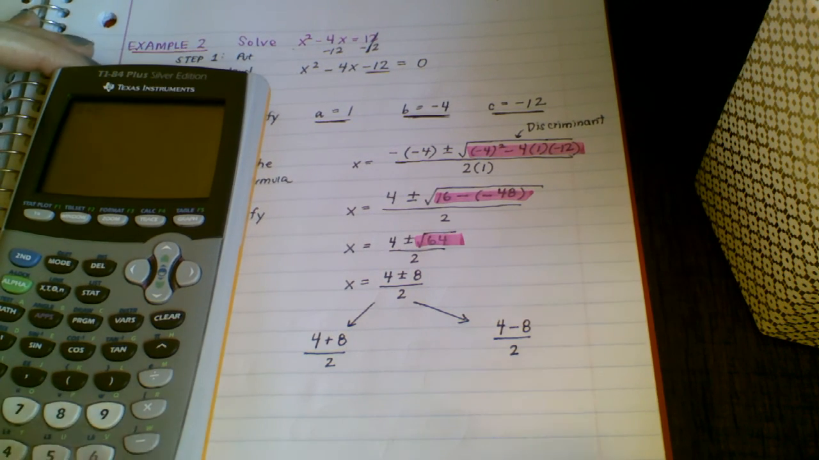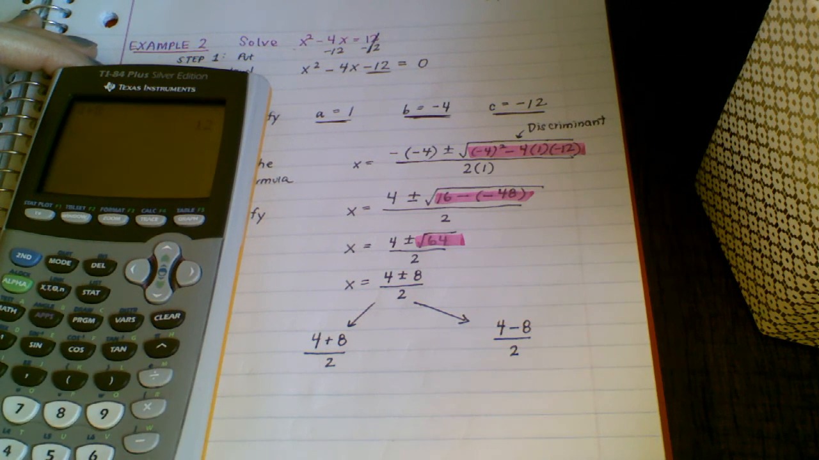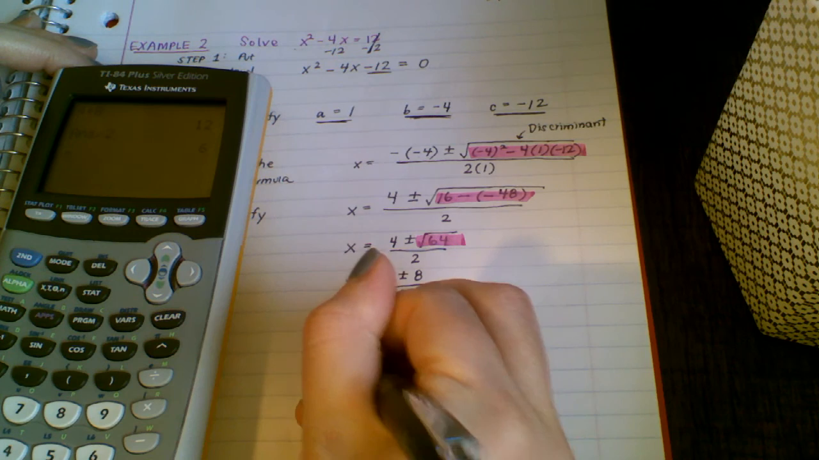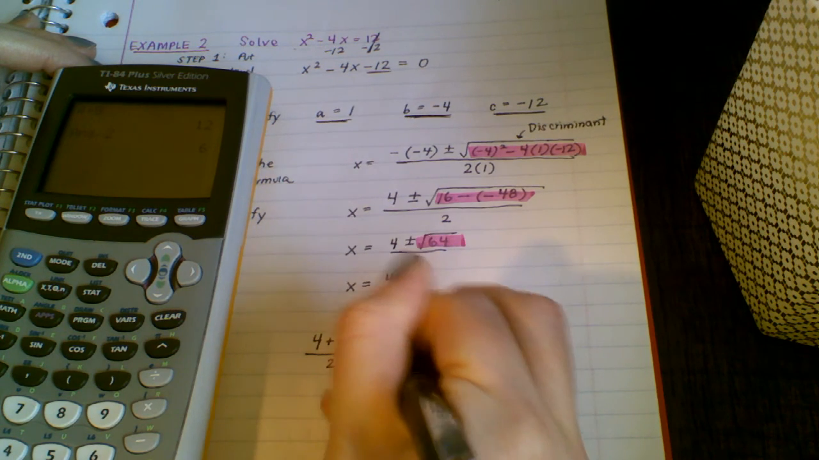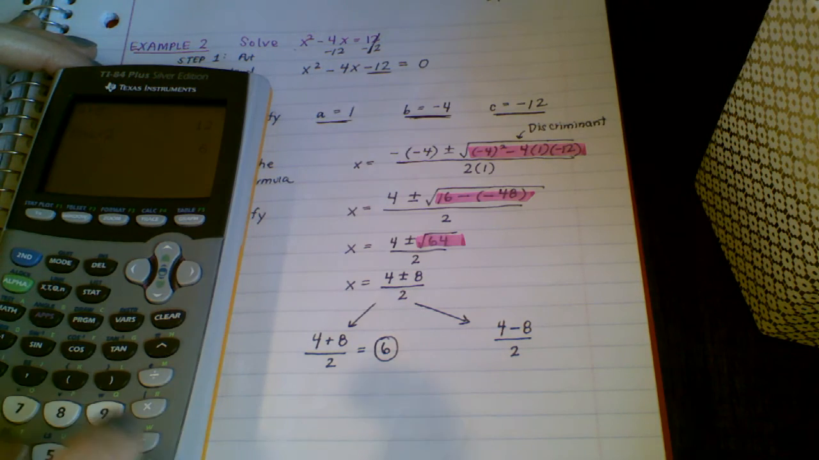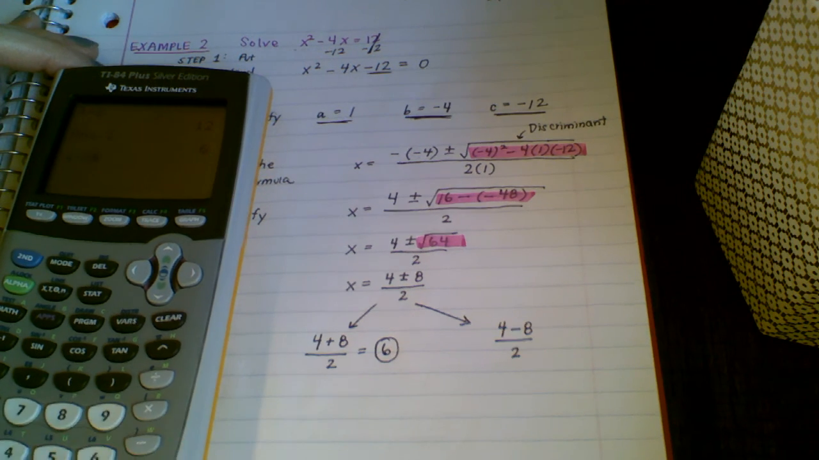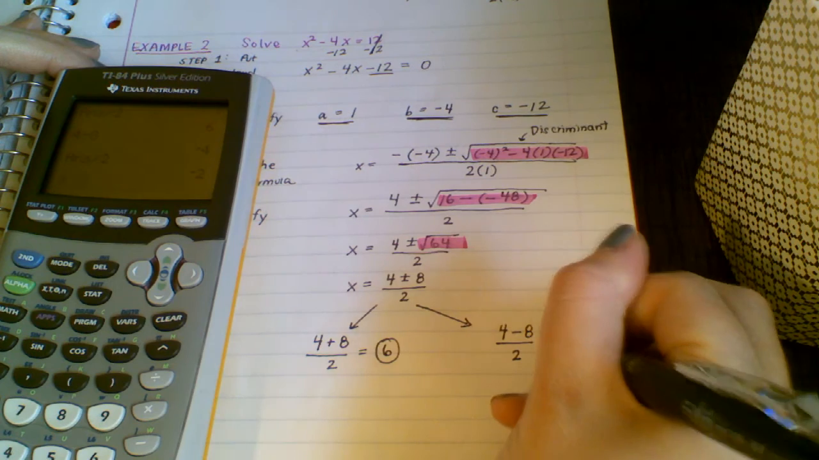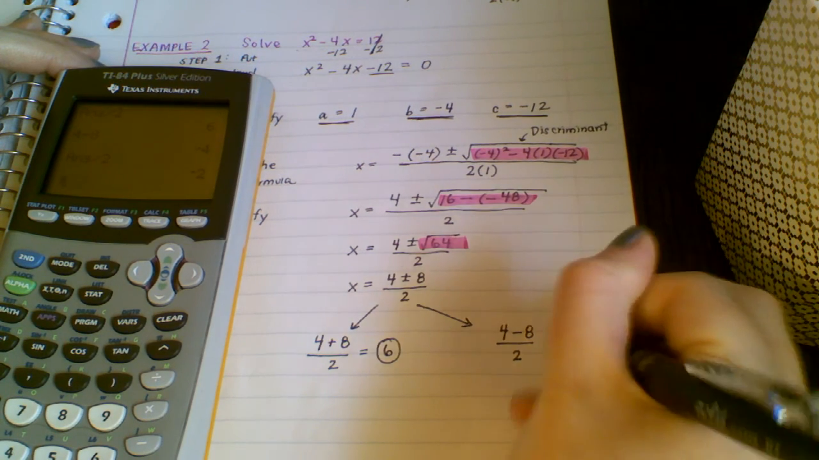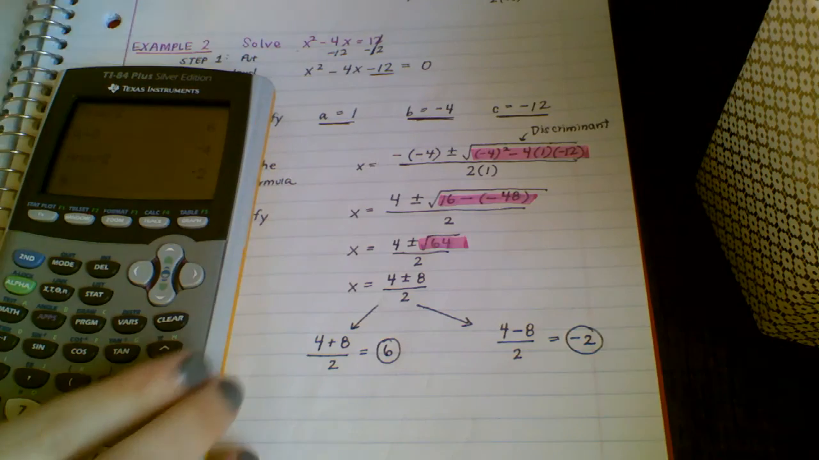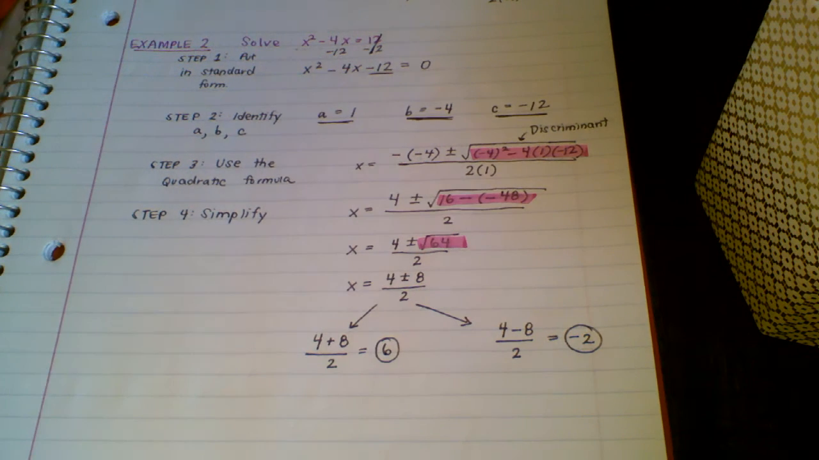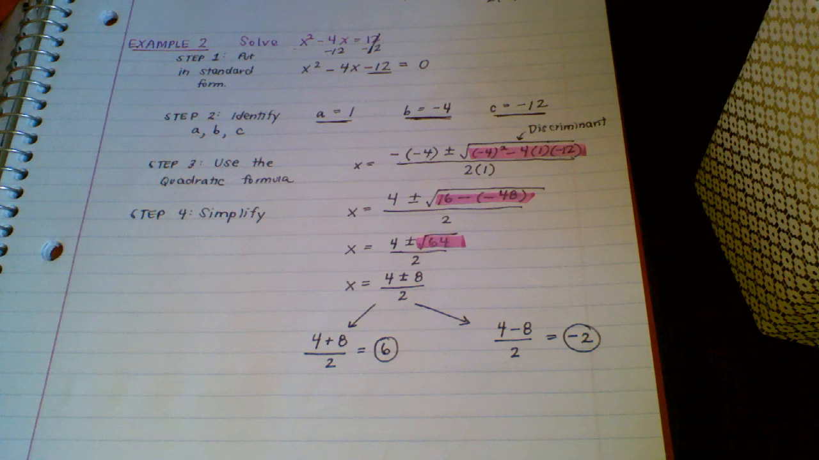4 plus 8 divided by 2 equals 6. There's my first answer. 4 minus 8 divided by 2 equals negative 2. There's my second answer. So this is how you solve quadratic equations using the quadratic formula. Let us know what questions you have. Otherwise, have a great day.